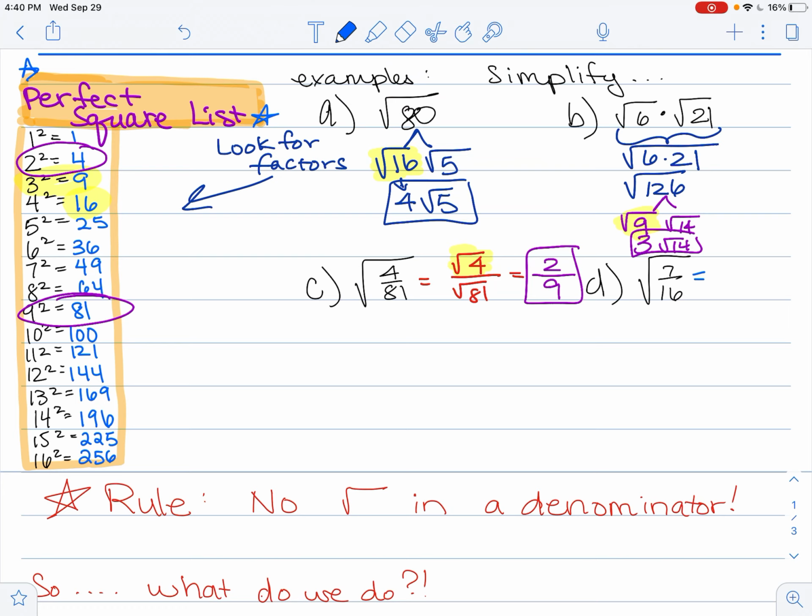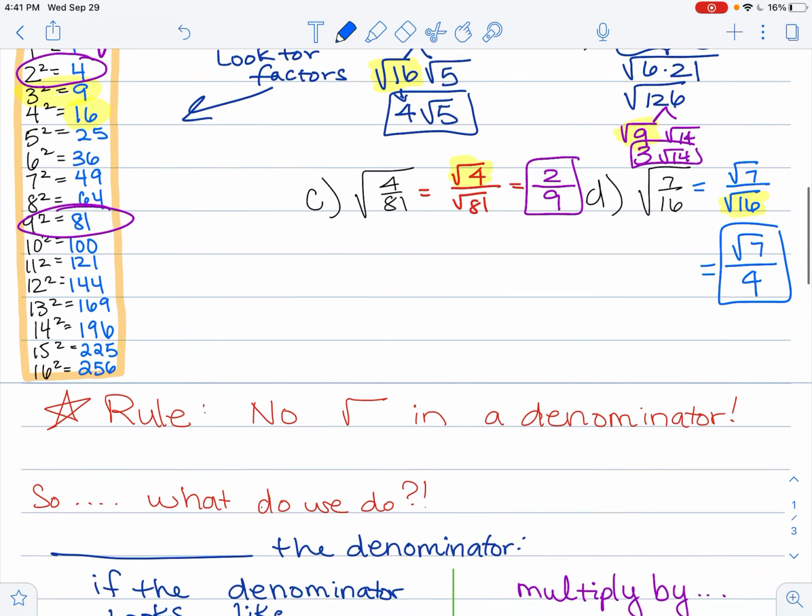Here we can say the root of 7 over 16 can be split up as the root of 7 over the root of 16. I know that the root of 16 is just 4. So this is the root of 7, which cannot be simplified, over a nice perfect 4.